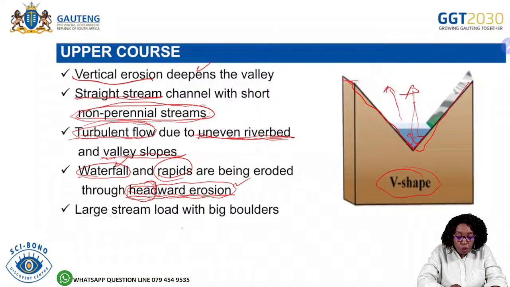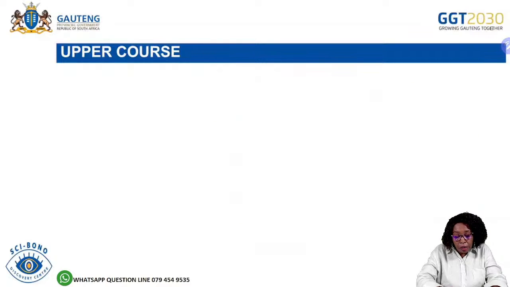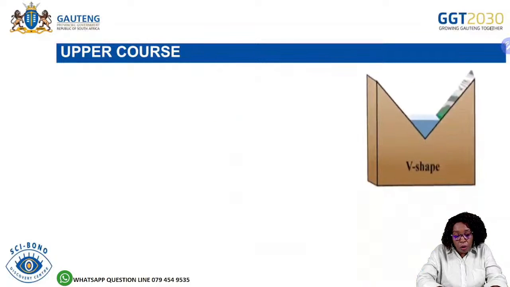There's a large stream load with big boulders. So there are big rocks that would be found in there. The load of rocks that falls off from the mountain would be found at the upper course of the river, so those big boulders would be identified there. And then also there is a traction load, which is also due to the erosion that has taken place. There's more cutting of the rocks on that surface.